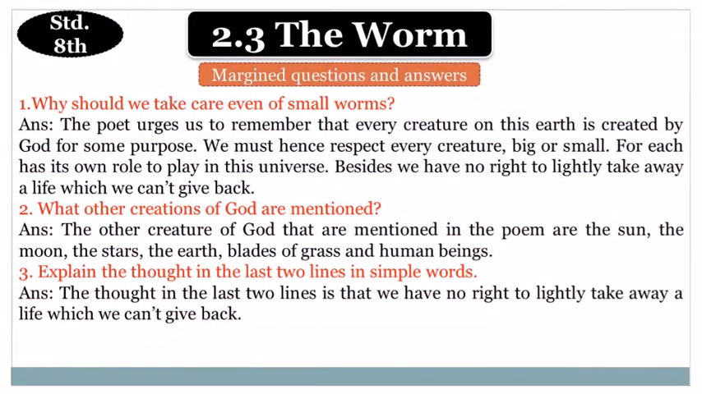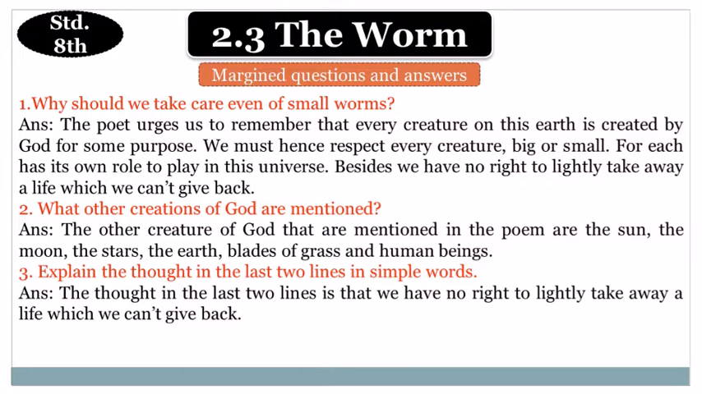Question and answers. Number 1. Why should we take care even of small worms? Answer: The poet urges us to remember that every creature on this earth is created by God for some purpose. We must hence respect every creature, big or small, for each has its own role to play in this universe. Besides, we have no right to take away a life which we can't give back.